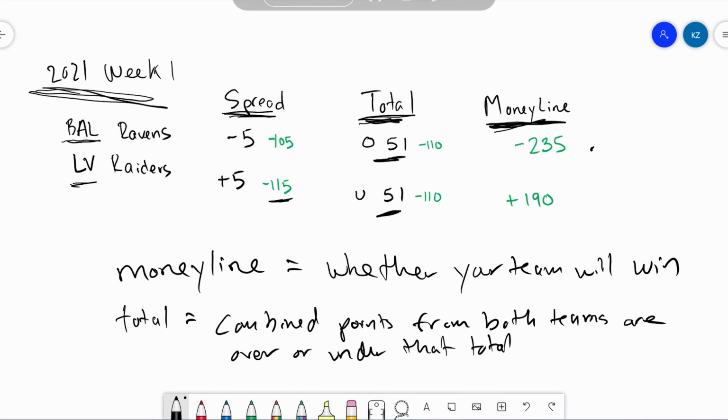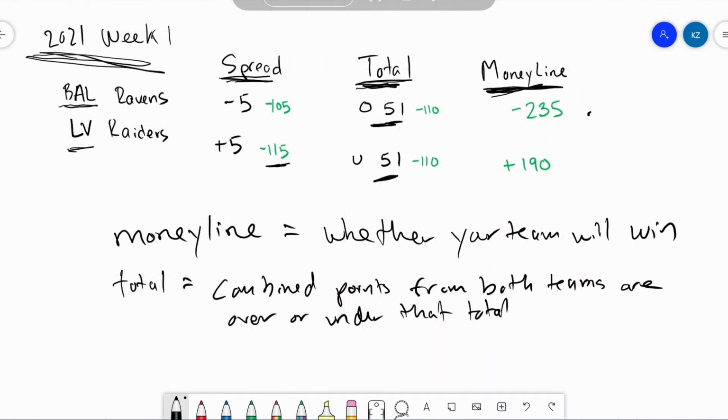If we took the over, then what that would mean is, let's say the Ravens scored 30 points and the Raiders scored only 7 points. The total for that would just be 37. If we bet the over, we needed them to score over 51 points, but they only scored 37, so we would lose that bet. But if we took the under and said we need them to score under 51 points, and the total ended up being 37, then we would win that bet. If the total were exactly 51, we would just get our money back. That's called a push. You neither win nor lose, you get the base bet back.